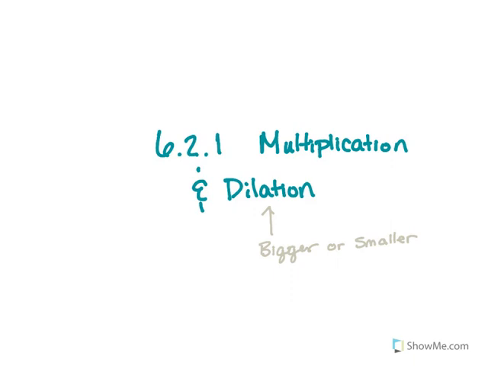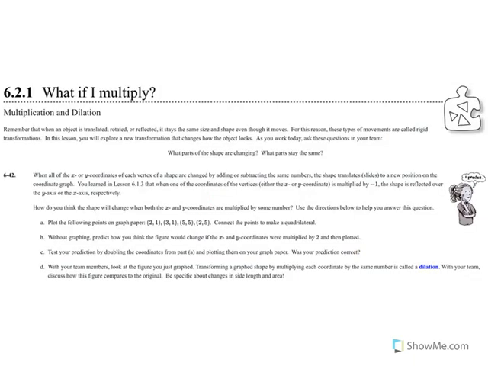So can you guys in your notebook go ahead and label your page 6.2.1 multiplication and dilation. Okay, this says, remember that when an object is translated, rotated, or reflected, it stays the same size and shape even though it moves. For this reason, these types of movements are called rigid transformations. In this lesson, you will explore a new transformation that changes how the object looks.